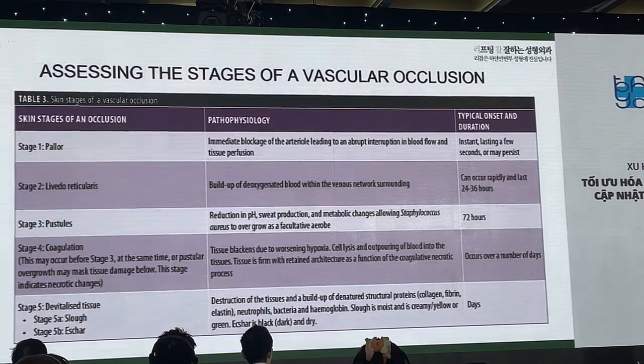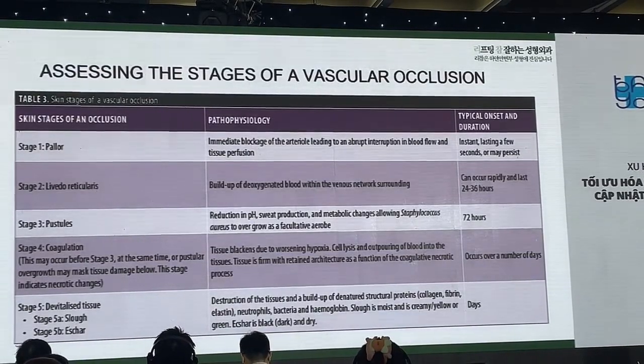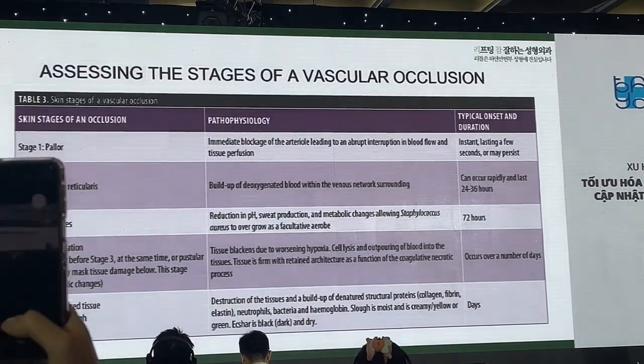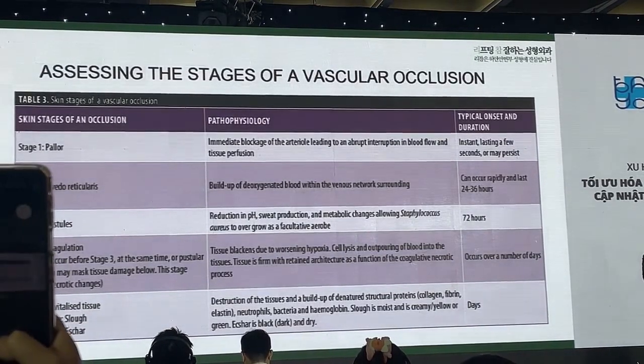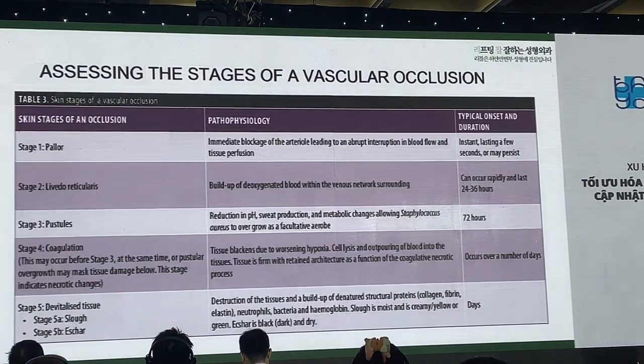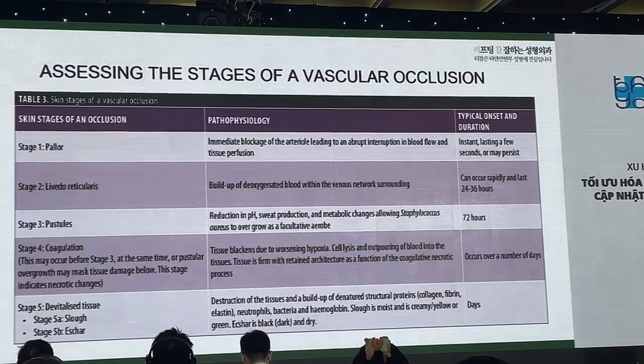Next, we will look at the 5 progressive stages of vascular occlusion, from early blanching to tissue necrosis, and discuss how to recognize and treat each stage effectively. Now, let's move on to the 5 progressive stages of vascular occlusion. Recognizing these stages is extremely important because each stage requires different treatment approaches and timing.